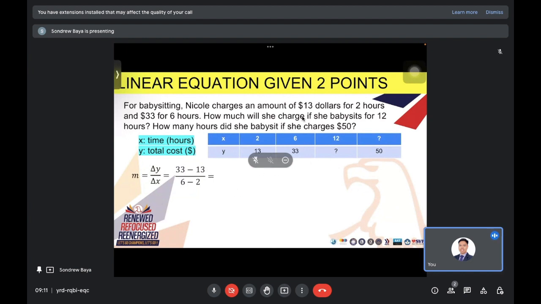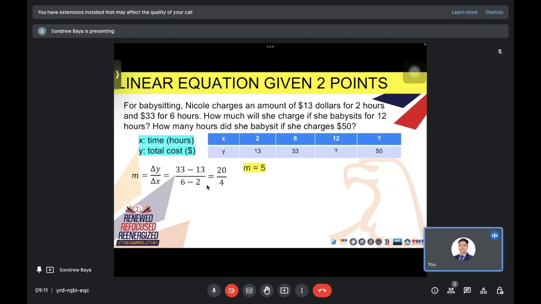Here, we are given two different sets of data. The first data is working in 2 hours, the second is working in 6 hours, and each x is given a certain y value. So here, we have to compute our slope manually. So 33, the current value of y, minus 13, over 6 minus 2. This is the change in y, and this is the change in x. And this gives us 20 over 4, or an m equal to 5.